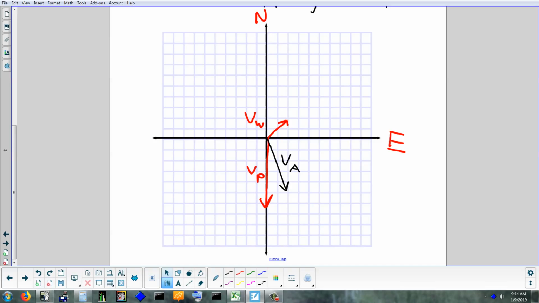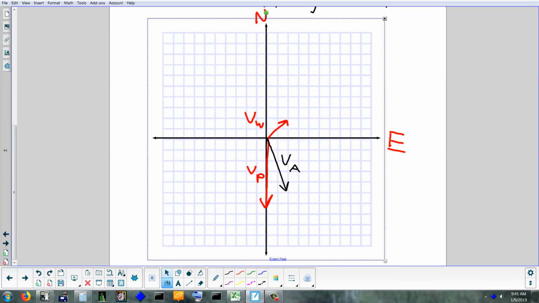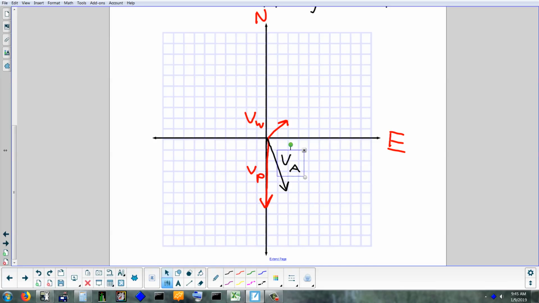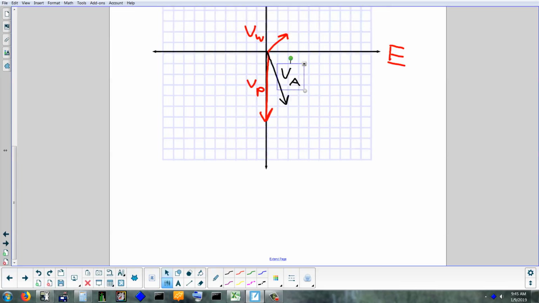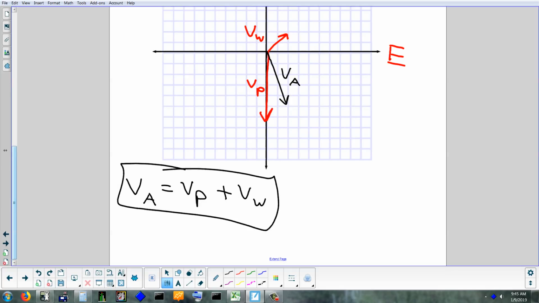So we have a vector for the wind, a vector for the plane, and then the actual vector is when you combine the wind and the plane together. Should we draw the actual speed in that? You can draw it if you want. You don't really need the v sub a. But what you do need is this: the actual vector for the plane is a combination of what the plane thinks it's doing and what the wind is doing to it. That's what we have to figure out. So the actual speed is a combination of the plane and the wind added together.